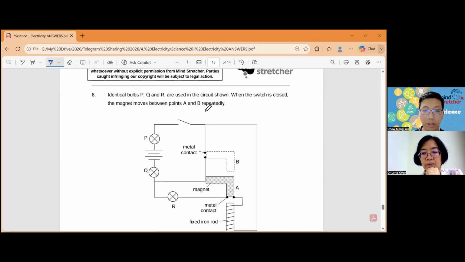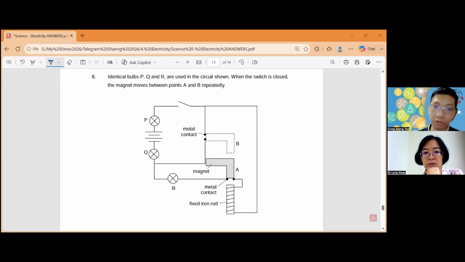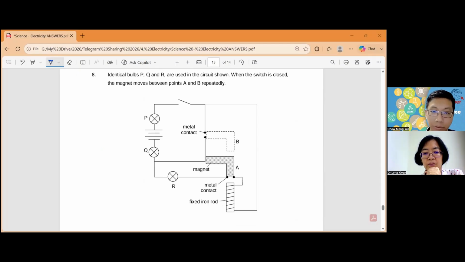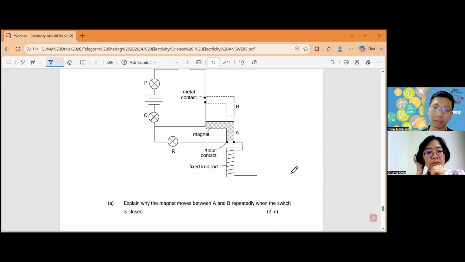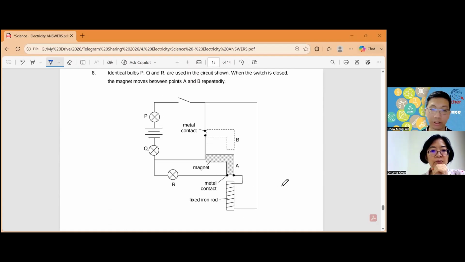Your last question, I have PQR light bulbs in the circuit. The switch is closed. The magnet moves between A and B repeatedly. This is not an easy question, so listen carefully. Explain why the magnet moves between A and B repeatedly when the switch is closed. Now, the first part is still largely similar: why something happened when a switch is closed? Then go through the process.